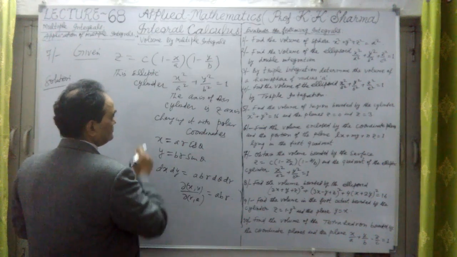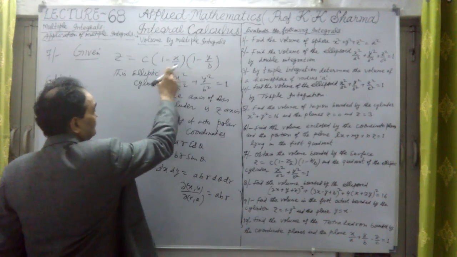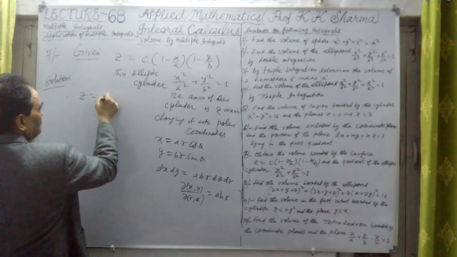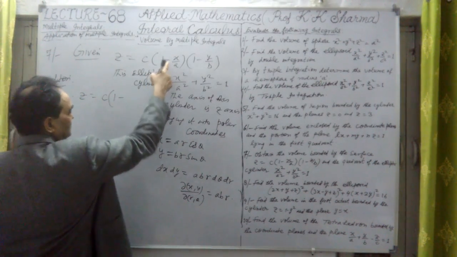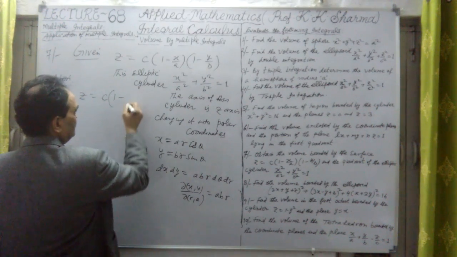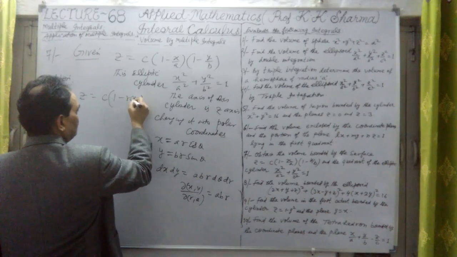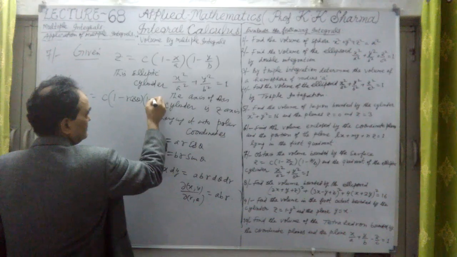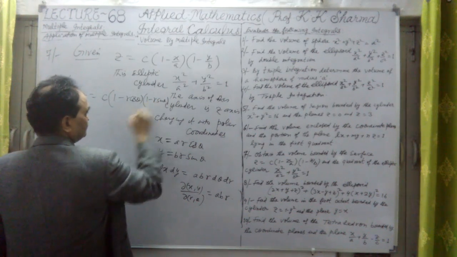Now what about this equation then? Therefore z equal to c into 1 minus, in place of x if I substitute a r cos theta, that means r cos theta will be there, because a cancels out, into 1 minus r sin theta.